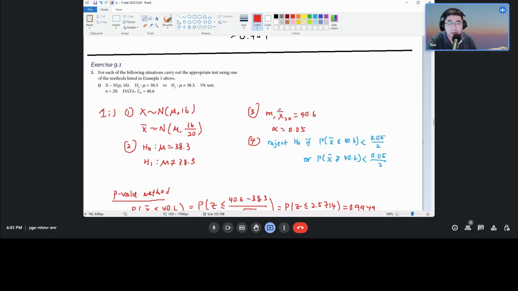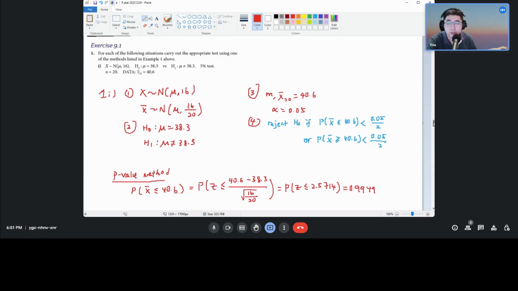Okay, let's see. This one we get as a question from the book. Each of the following, carry out an appropriate test using one method listed. Let me just explain to you how to do it. This is a normal sample mean, two tails: sample mean not equals to.